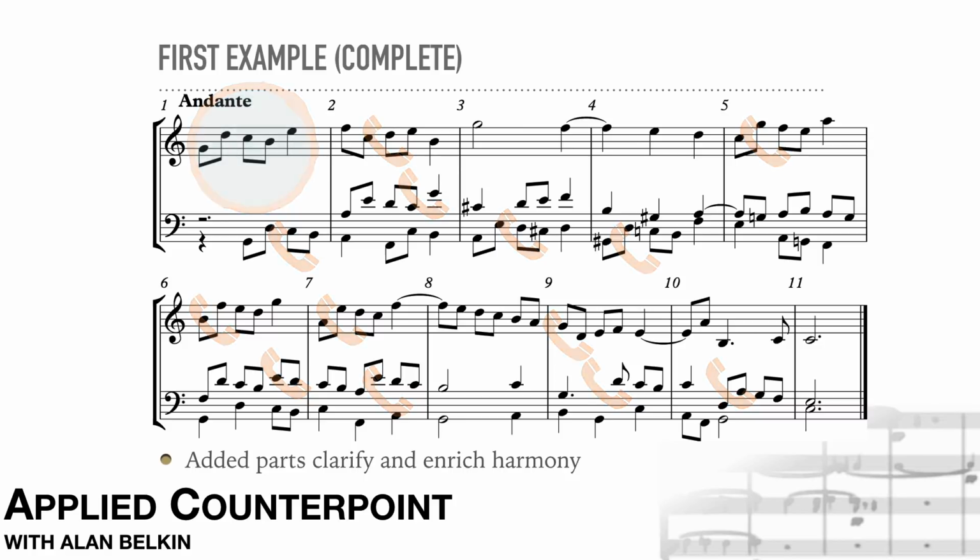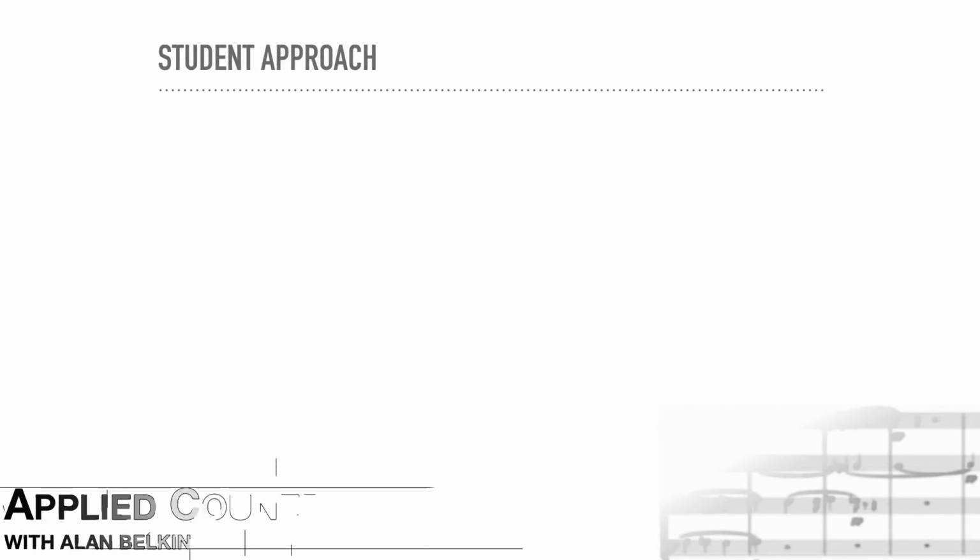When an imitation starts before the first presentation of the motive is over, as in Measure 1, it's called stretto imitation. Whole passages of stretto imitation are possible, but difficult to realize well. We'll have a lot more to say about stretti later on in the course when we talk about fugue.